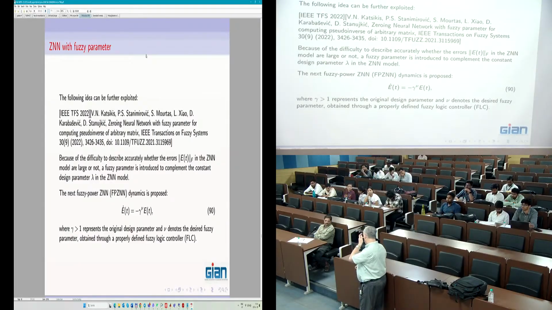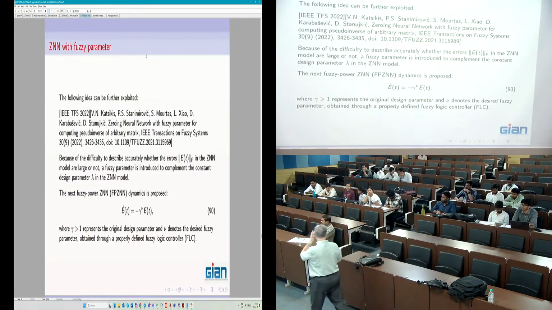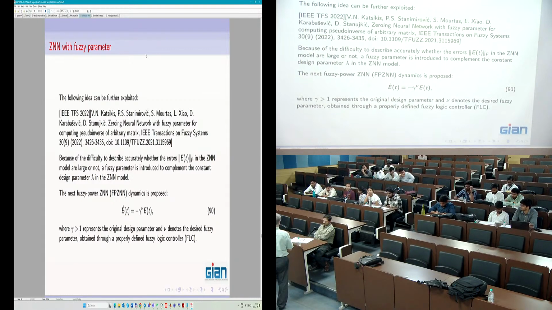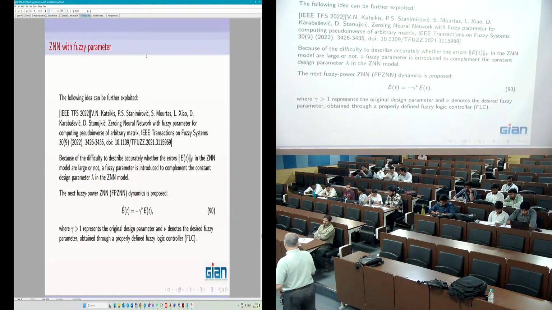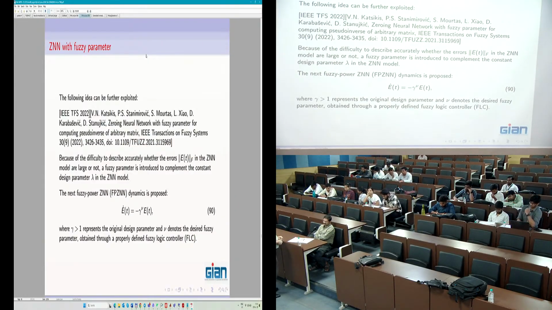I will very shortly present another improvement of ZNN, then we will go to questions and continue later. Here is one improvement of ZNN dynamics obtained using a fuzzy logic system. It is a very good journal, IEEE Transactions on Fuzzy Systems, recently published.